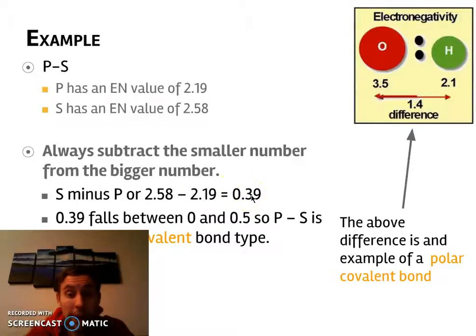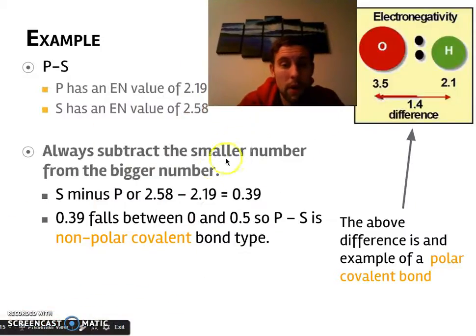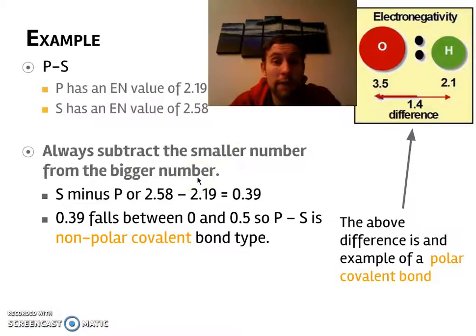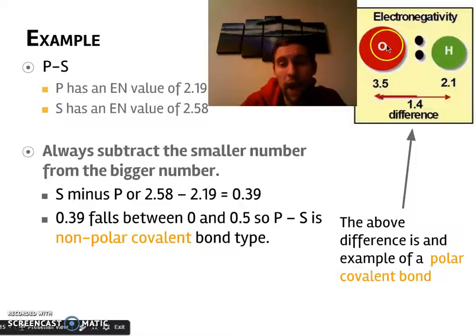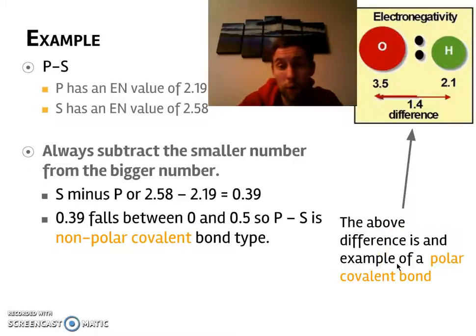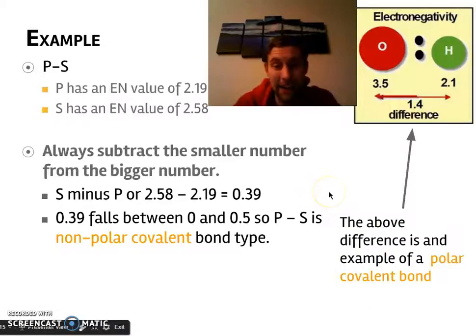In that range from our last slide, we know that 0.39 falls between 0 and 0.5, so that phosphorus-sulfur bond is a nonpolar covalent bond type. That's all there is to it. This above one, oxygen and hydrogen, we take 3.5 minus 2.1, we had a difference of 1.4. This is an example of a polar covalent bond, one of the strongest polar covalent bonds without going ionic.